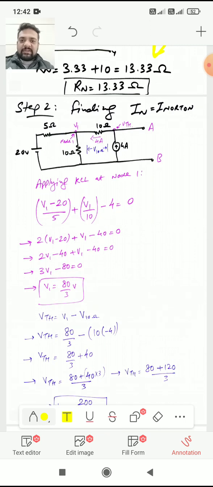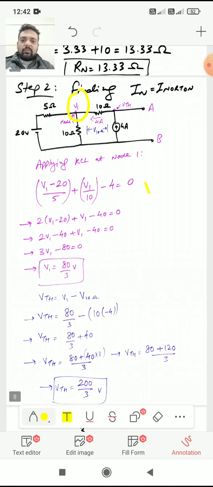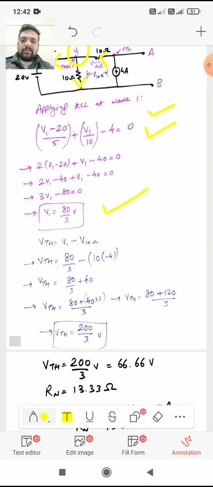To do so, first we will concentrate on this node number 1. We will apply KCL at node number 1, and while applying KCL at node number 1, we would consider some current is moving on the left hand side, some current is moving from V1 to down, and some current, that is 4 ampere, is moving towards the node number 1. And so this will give us this equation. Solving this equation further, we get V1 as 40 divided by 3.